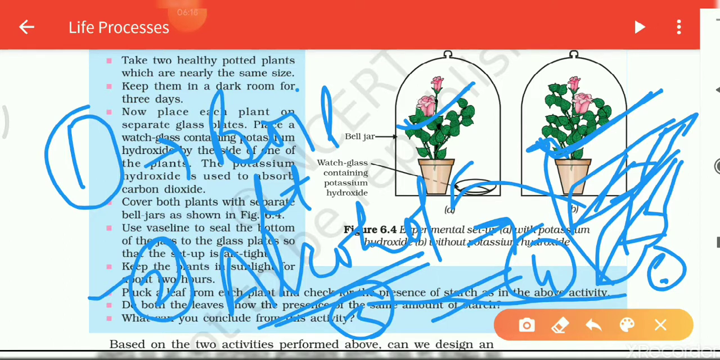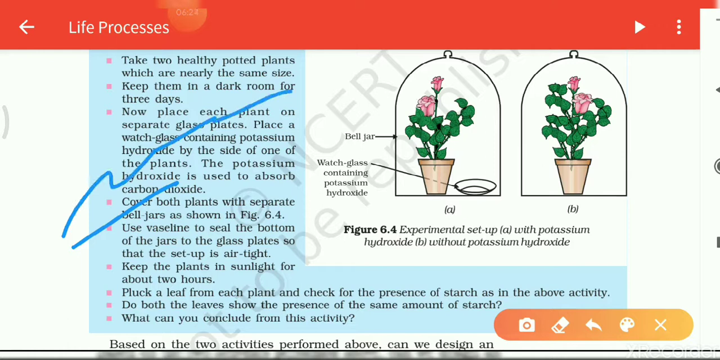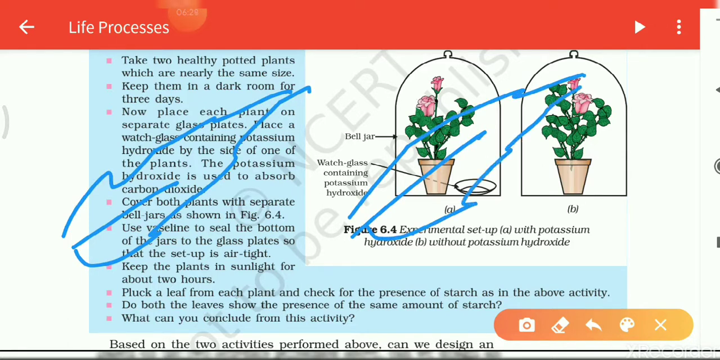Okay, then what will happen? Tell me, students. Here, again, I will draw the structure of the leaf. Suppose that this is a leaf, and this one is again a leaf. This is from the A potted plant and this leaf is from your B potted plant. Now when we put the iodine solution on it, what happens? Which one can change color? When we put the iodine solution on both leaves, which one will show the blue black color?